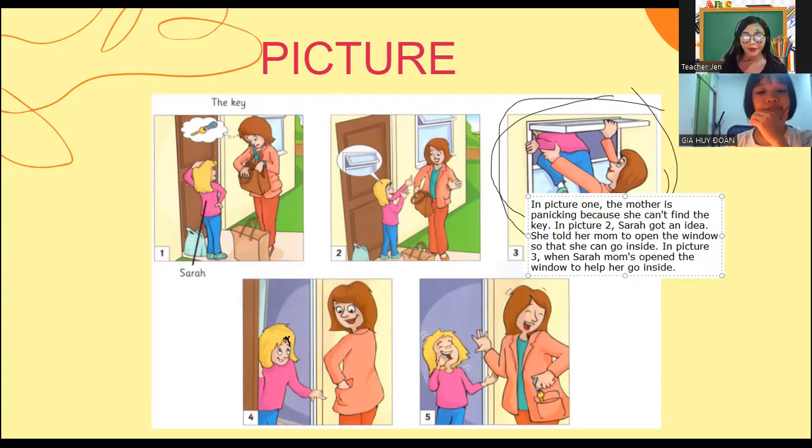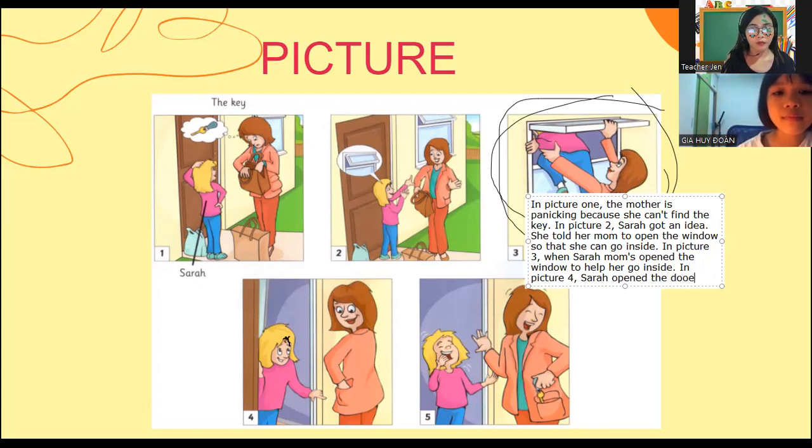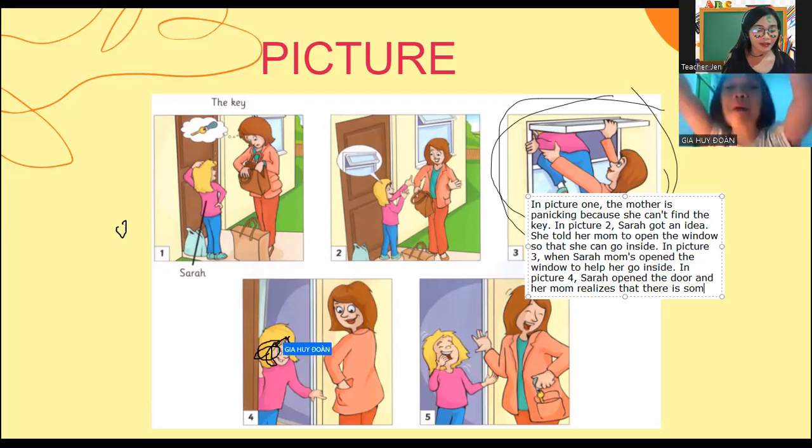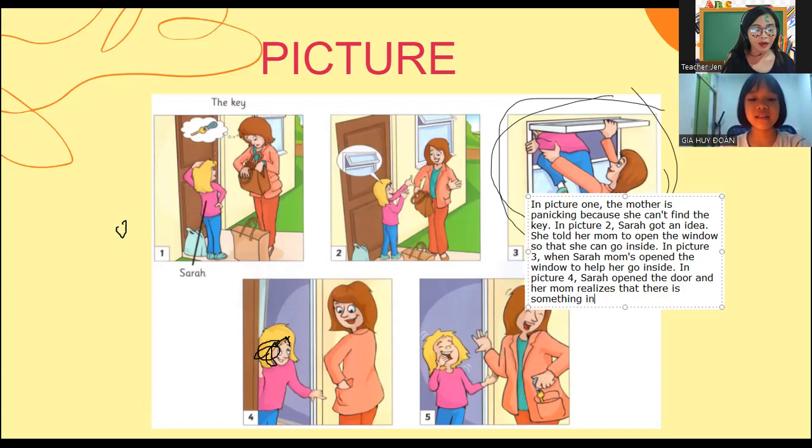Okay, then number four. When Sarah opened the door, her mother said, I think there is something inside my pocket. Sarah opened the door and her mom realizes that there is something in her pocket. There is something in my pocket.